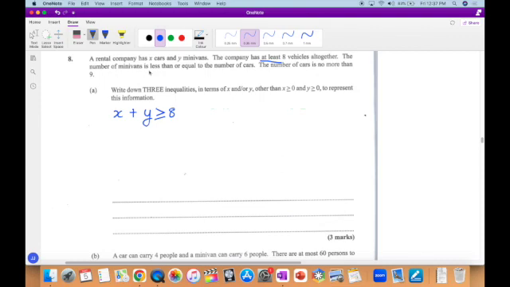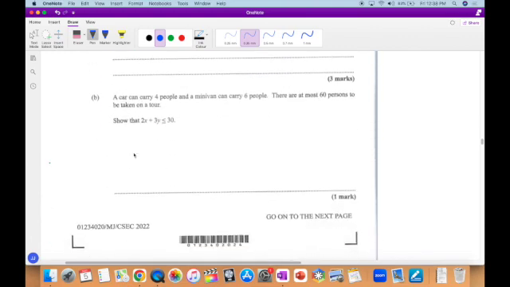The number of minivans is less than or equal to the number of cars. And the number of cars is no more than 9. So the number of cars could be less than or equal to 9, but it cannot be more than 9. They want you to write the 3 inequalities, and we have 3 inequalities here.